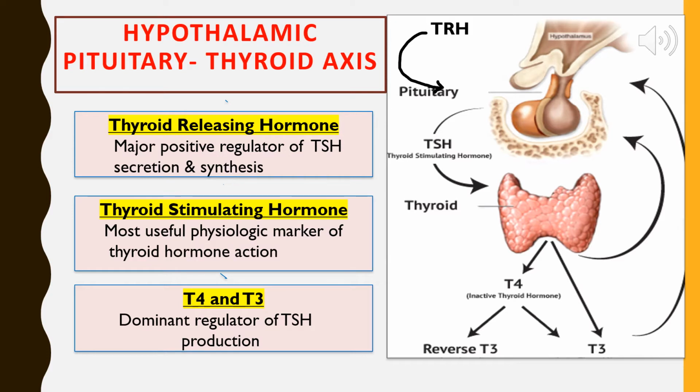TRH released from the hypothalamus will stimulate the secretion of thyroid-stimulating hormone from the anterior pituitary gland. The TSH, which is the most useful physiologic marker of thyroid hormone action, will stimulate the thyroid gland to secrete thyroid hormone. When there is enough thyroid hormone secretion, it will send negative feedback both to the pituitary and hypothalamus until a new steady state is attained.